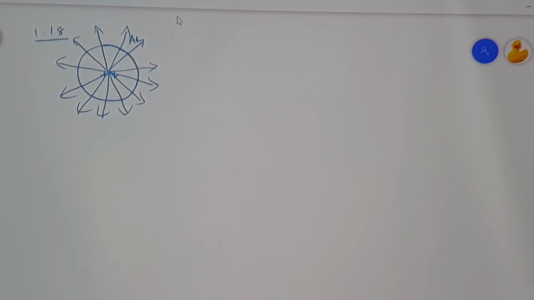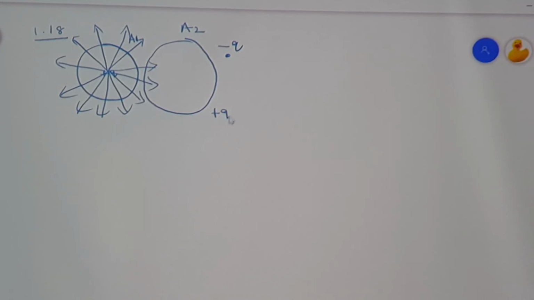The electrical field lines are acting away from the charge, and they are representing an area here as A1. Then nearer to this, they are having another sphere with a charge here as minus Q. The area is represented as A2 here, and another charge is placed here as plus Q, and the electrical lines are passing through the sphere like this.